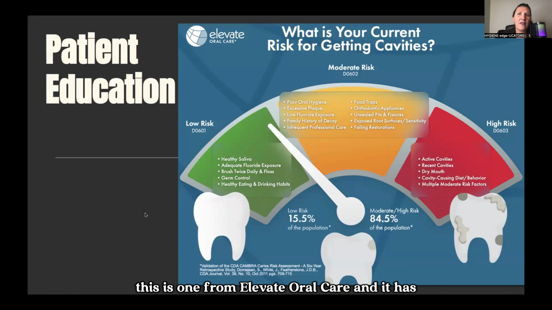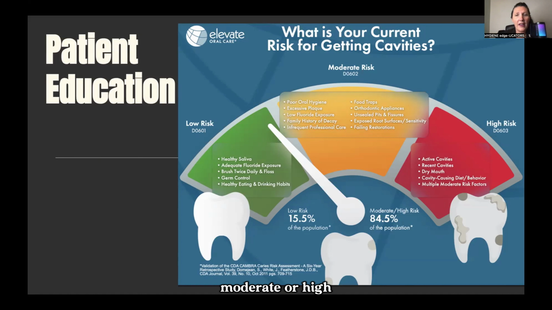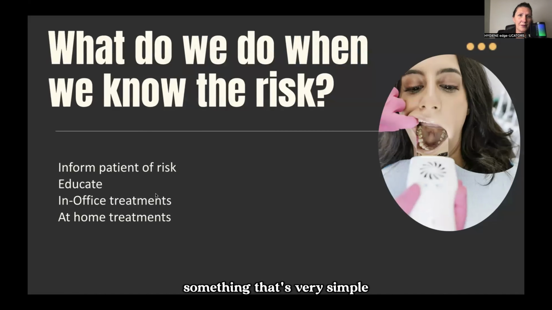This is one from Elevate Oral Care, and it's a patient education form at the same time. You can actually request one of these and they'll give these to your students. It helps them with patient education to know if your patient is low, moderate, or high. And you could incorporate something like this into clinic, a great simple way to start.